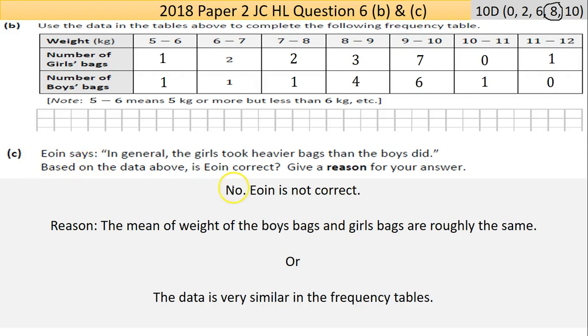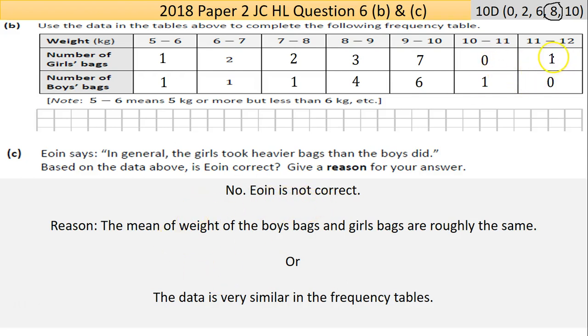Now, I personally dislike these kind of questions. They can be very hard to pin down and say what you actually want to say, even if you do understand it. But Owen says a statement. In general, the girls took heavier bags than the boys did. Based on the data above, is Owen correct? Why? Give a reason. You see their answer is no. So, in my opinion, or that's the opinion of the marking scheme, Owen's not correct.